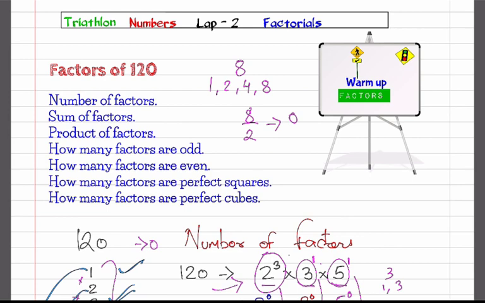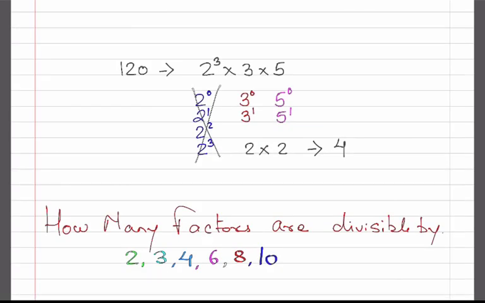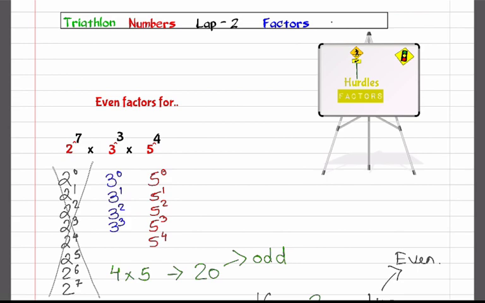So what do you need? First, number of factors you know. You know how to find out sum of factors. You know how to find out product of factors. You know how many factors are odd. You know how many factors are even. Yes, now let's move on to this: odd factors, even factors and perfect squares. So let's come to this now.